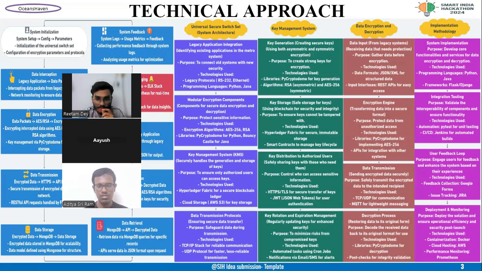Next comes key distribution to authorized users. We safely share keys with those who need them. The purpose is to control who can access sensitive information. Technologies used are HTTPS and TLS for secure transfer of keys, and JWT for user authentication.